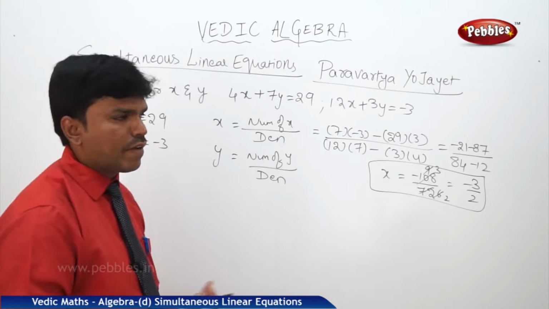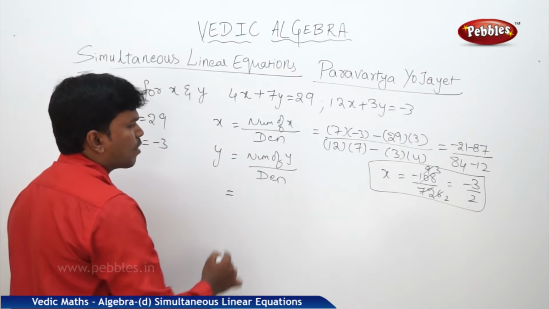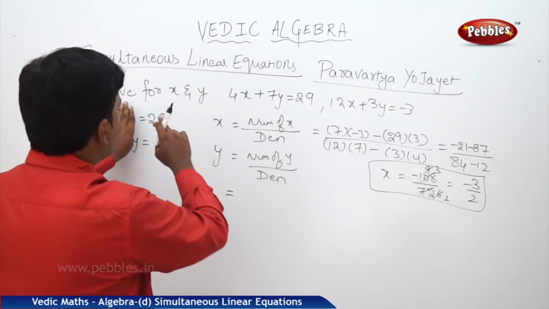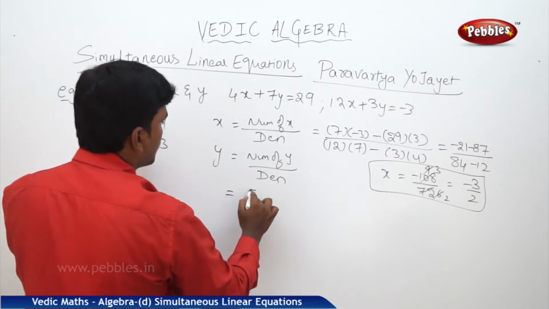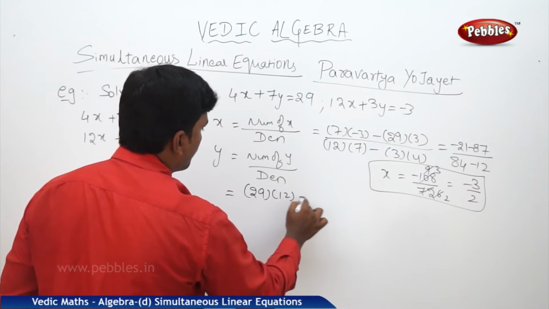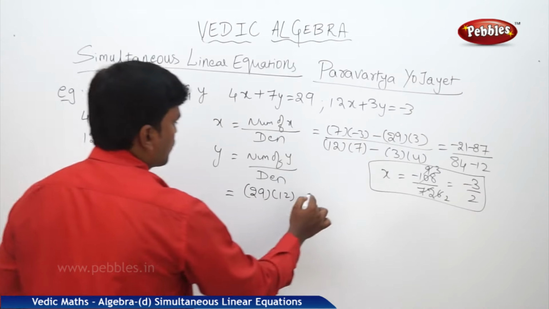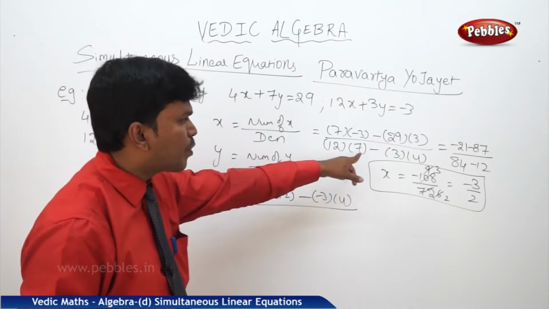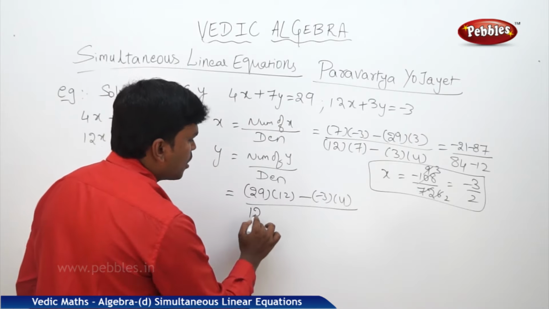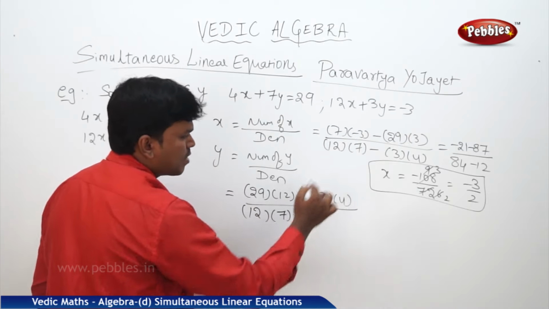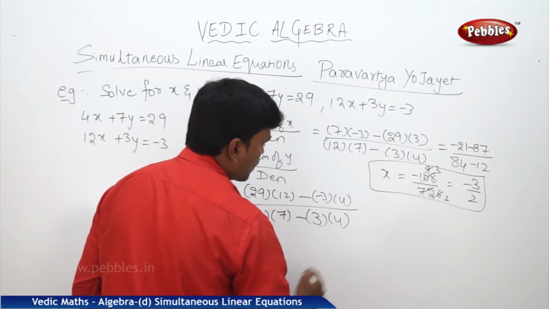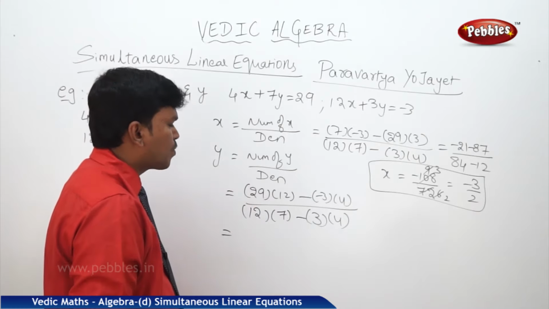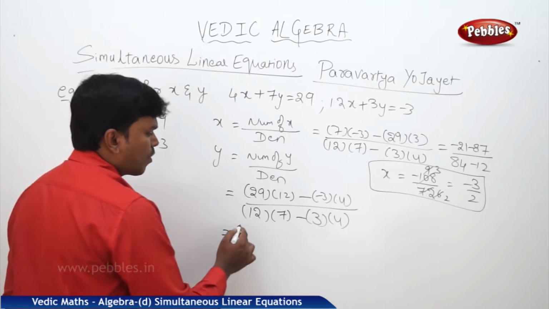Similarly, we will see the y value. First do the numerator of y. Ignore the terms of y and take the remaining coefficients in a cyclic order. So first, 29 into 12 minus minus 3 into 4, by the common denominator. I am putting these values as they are: 12 into 7 minus 3 into 4. So 29 times 12, how much will you get? 240 plus 108, that is 348.